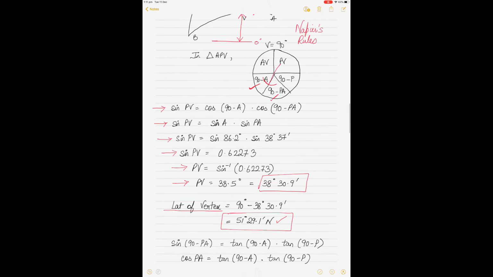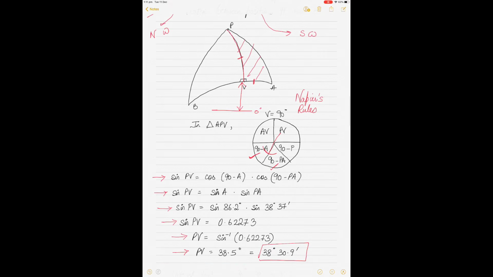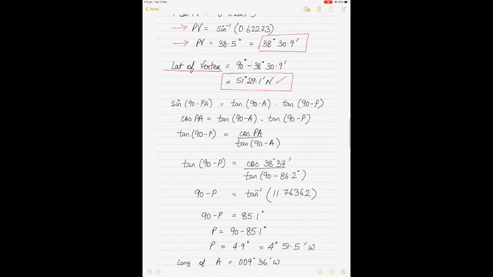To find out the longitude of the vertex, you need to find out angle P here, because that would give you the D long between A and V. Now if you know A and PA, use the ones that you knew before, and don't try to use PV in your calculation, because if you have made any error, then you will continue with that error. Alright, so what we then use is these three values. We put PA in the middle and then tan of adjacents as per Napier's rules, right?